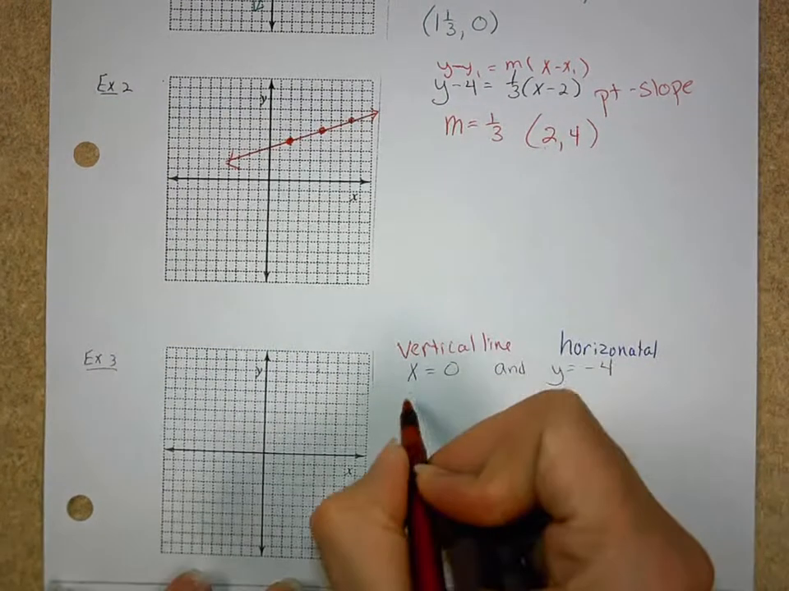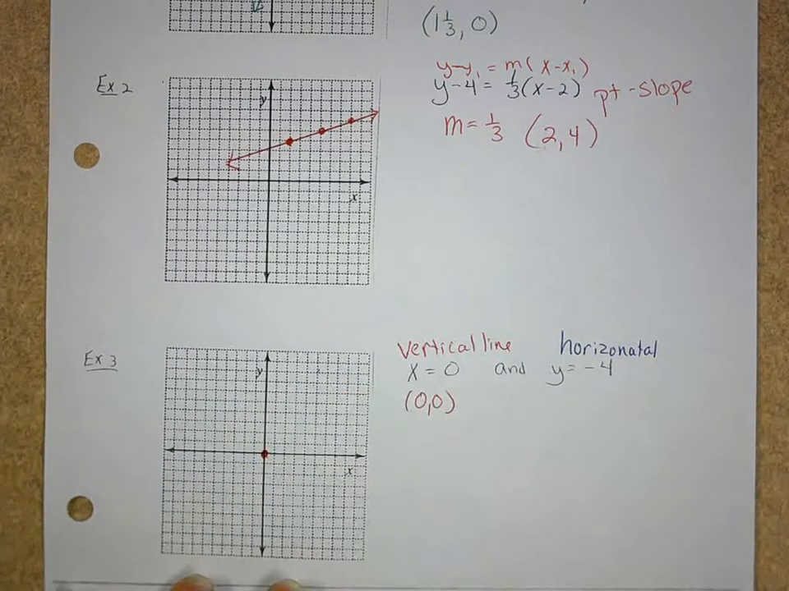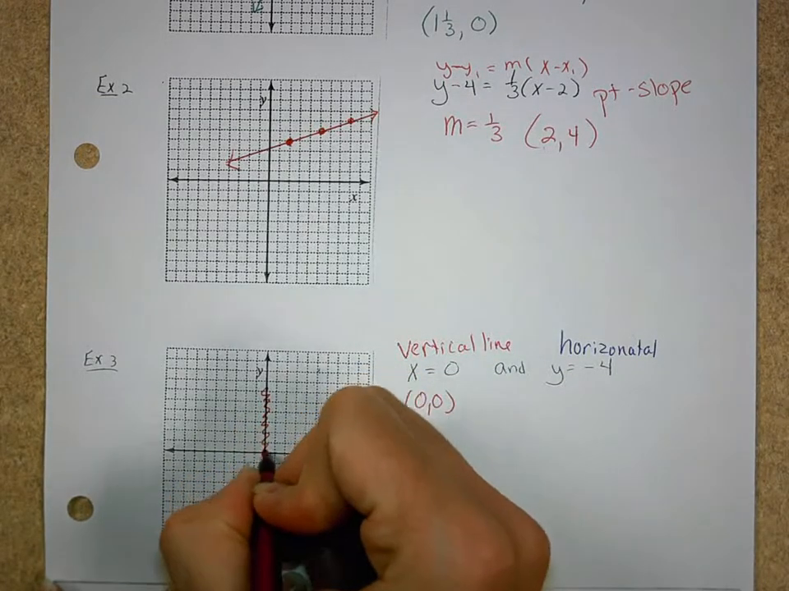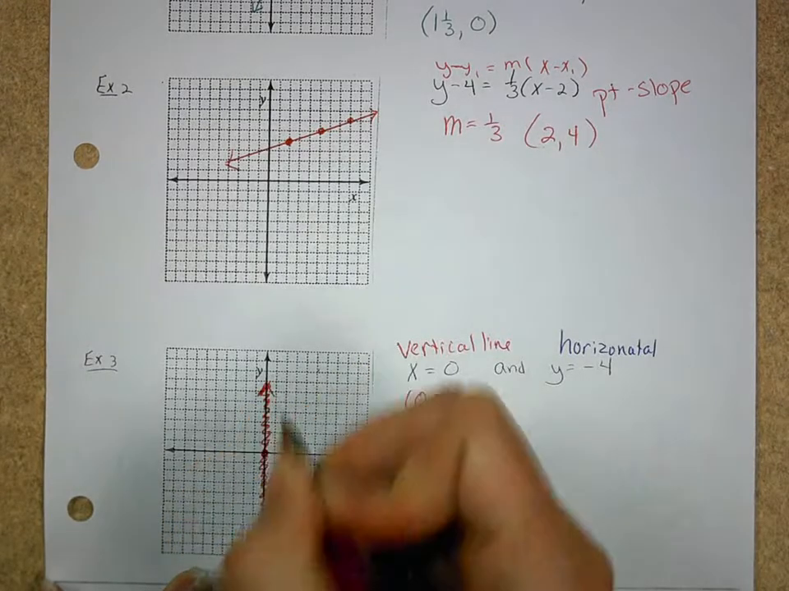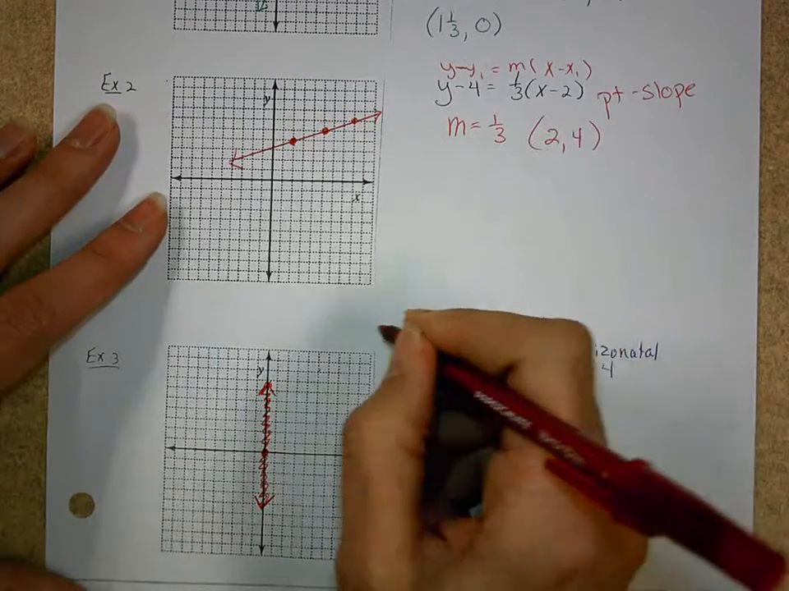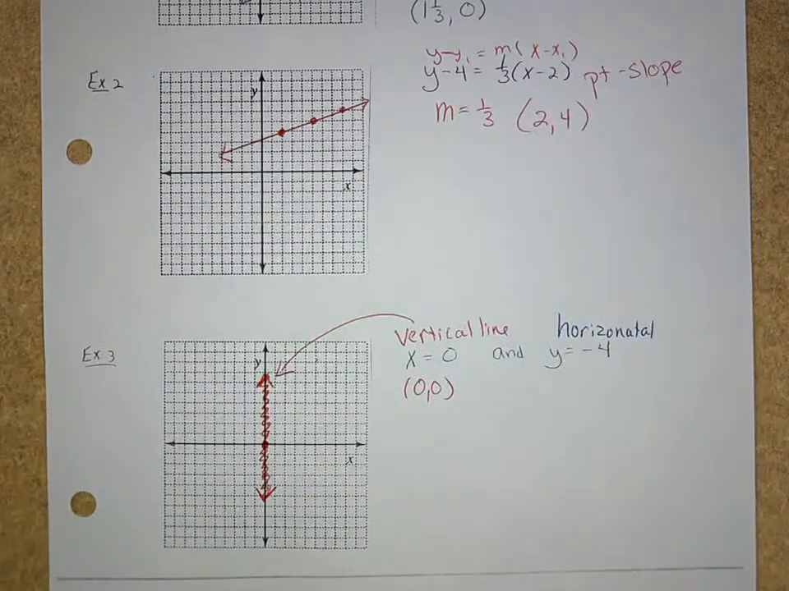If x equals 0, that's your x-intercept. It's at (0, 0). Okay, if that's the case, then your vertical line goes up and down through there. So it's really, and I'm going to do it like this, just so you can see it a little bit better. There is your vertical line. So recognize when x equals, it's your vertical line crossing the x-axis at that point.